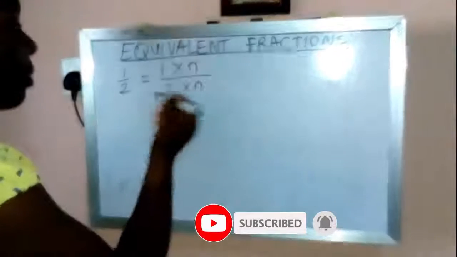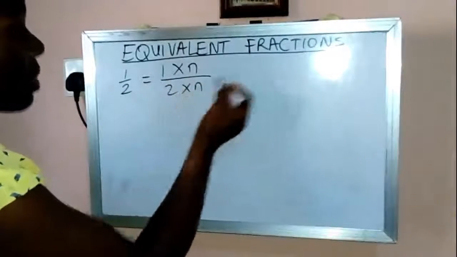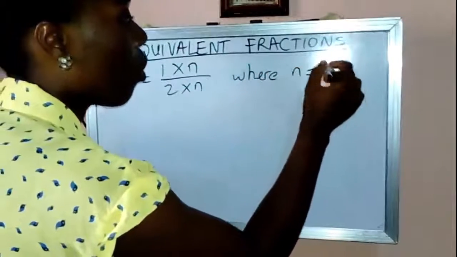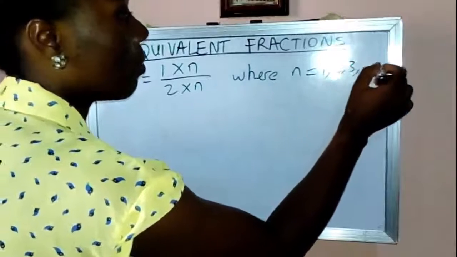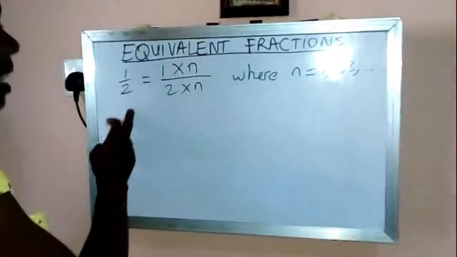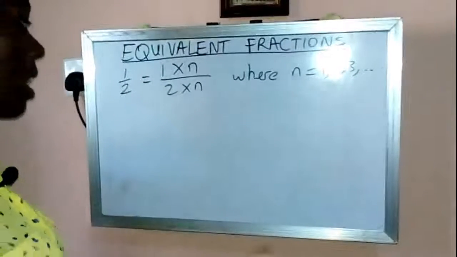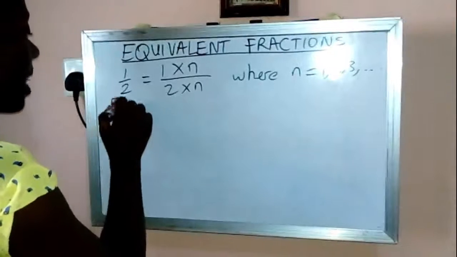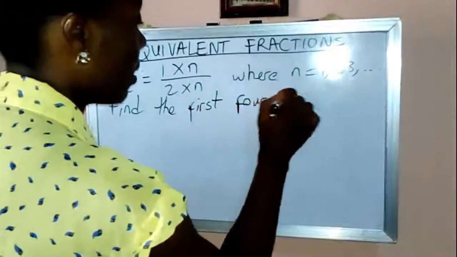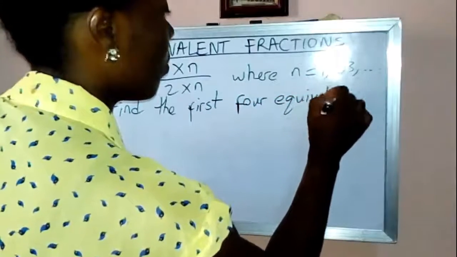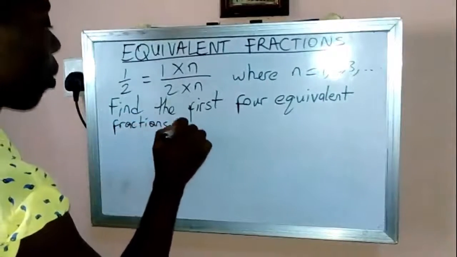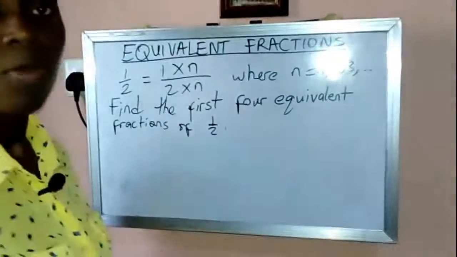So we have 1/2 equal to 1 times n all over 2 times n, where our n is a whole number. For example, I can get the equivalent fractions of this. Let's see a question. Find the first 4 equivalent fractions of 1/2. How do you get that?